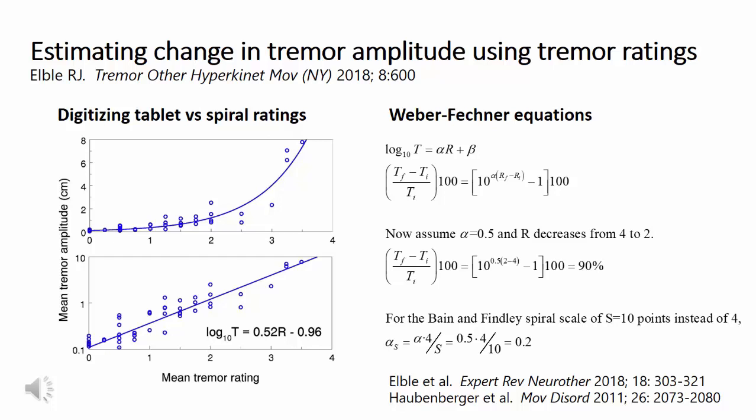This method can be used for any rating scale, but the slope alpha must be adjusted for the number of points in the scale. For example, for the 10-point spiral rating scale of Bain and Findley, the slope alpha is 0.2, as shown in the equation at the bottom of this slide. This slope is exactly what Dieter Haubenberger and colleagues computed empirically in their 2011 paper in Movement Disorders.